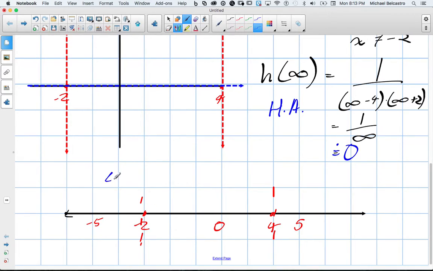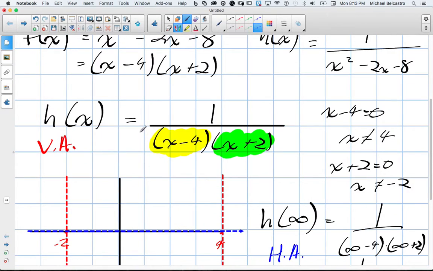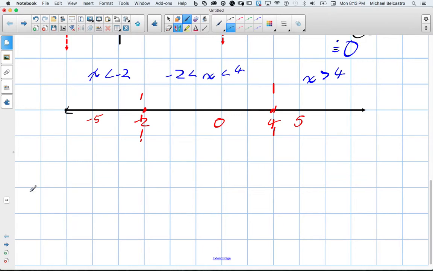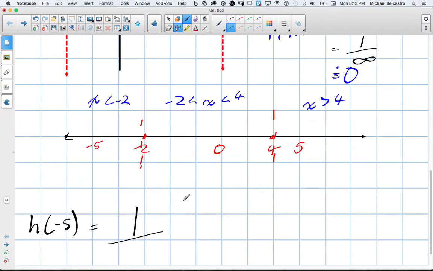So here we are less than -2. Here x is less than 4 but greater than -2. And here x is greater than the value of 4. So that's what we're working with right now. So what we're going to do is plug those values into our reciprocal function. So h at -5 is equal to 1 over, I'm going to remember the function.